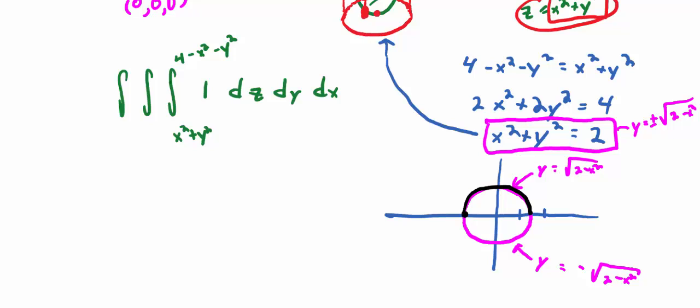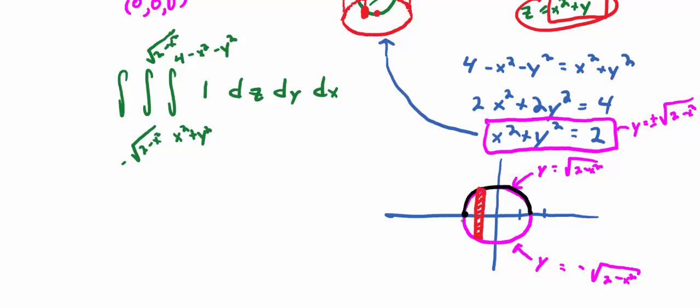All right. So what does that mean then? Well, set it up just like a type 1 region where you have vertical rectangles for a double integral. And the bottom and top of that rectangle will give you your lower and upper limits of integration on the middle integral. So from negative square root of 2 minus x squared to positive square root of 2 minus x squared.